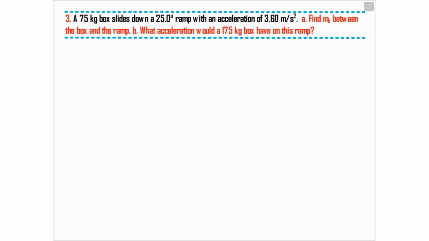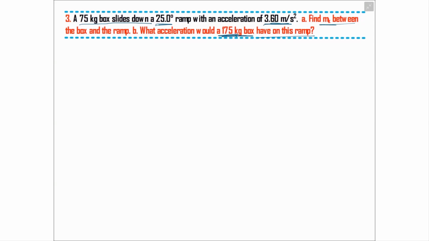In this question it says a 75 kilogram box slides down a 25-degree ramp with an acceleration of 3.6 meter per second squared. At A it says find the mu k between the box and the ramp. At B it says what acceleration would a 175 kilogram box have on this ramp.